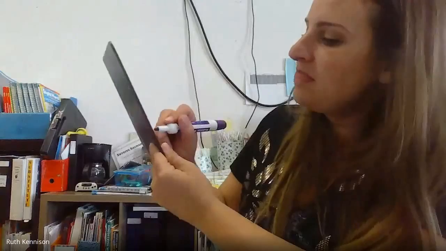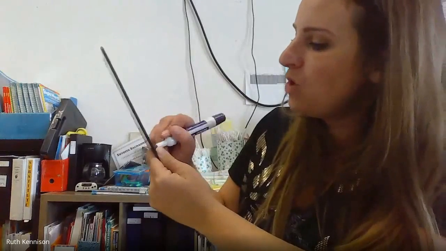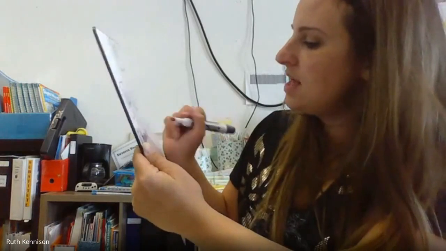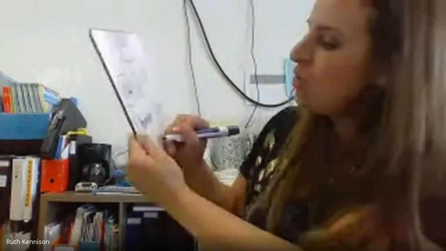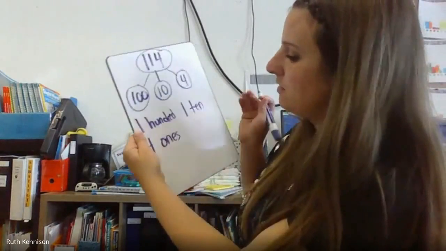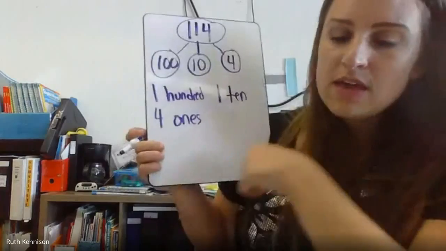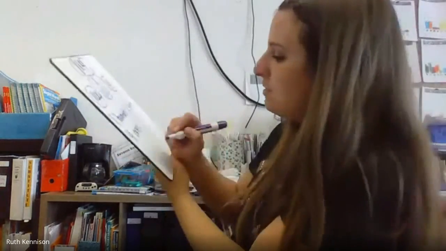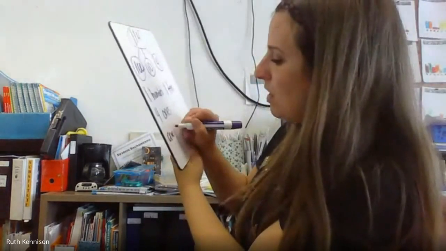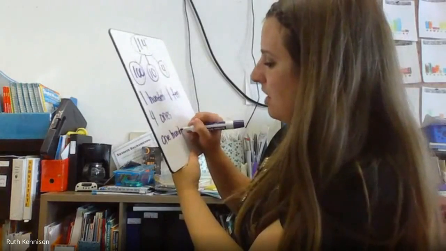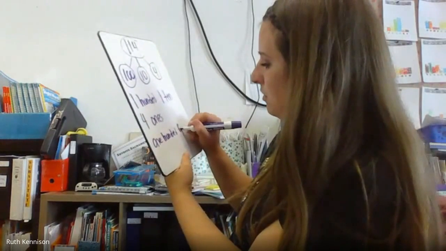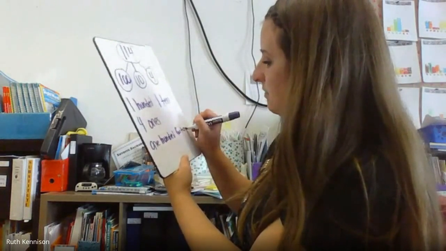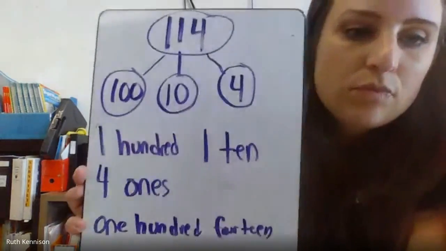And then we would write that in unit form as 1 hundred, 1 ten, and 4 ones. Okay, and then in word form, that would be 114. Right?